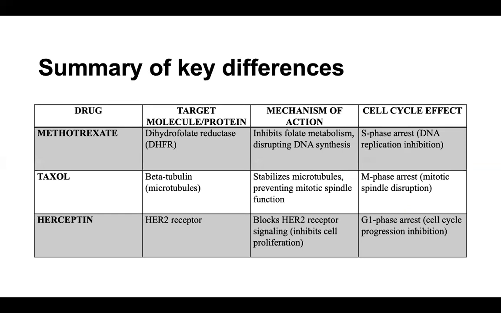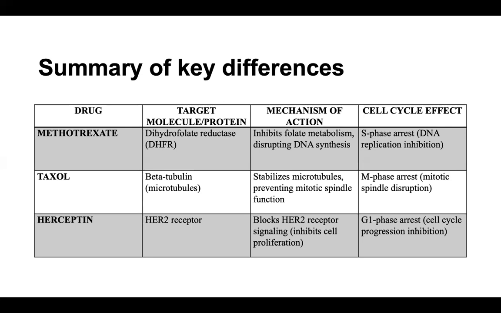So here is a chart of the key differences of each of these drugs, comparing the mechanism of action, the target molecule or protein, and the part of the cell cycle it affects. First, we're looking at methotrexate, whose target molecule is DHFR, and the mechanism of action is it inhibits folate metabolism, which disrupts DNA synthesis. This mostly affects the S phase of the cell cycle and leads to S phase arrest, where DNA replication is inhibited.